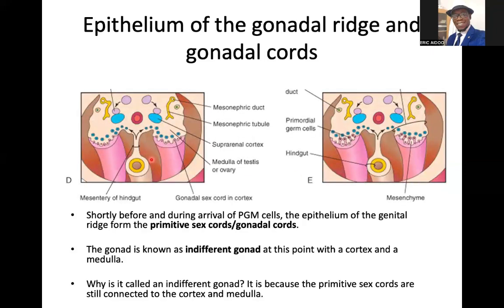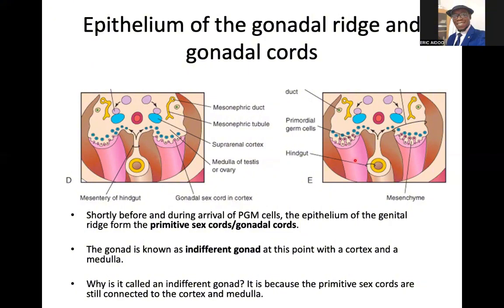So again, this is what we find. So that's the gonadal ridge or genital ridge, and that's the epithelium of the gonadal ridge. And this epithelium proliferates and then forms cords, what we call primitive sex cords. So you can see that there are some undulating nature of the epithelium. Okay, it goes up and down. All right. So those are the gonadal sex cords or primitive sex cords, which are in the cortex at this point.